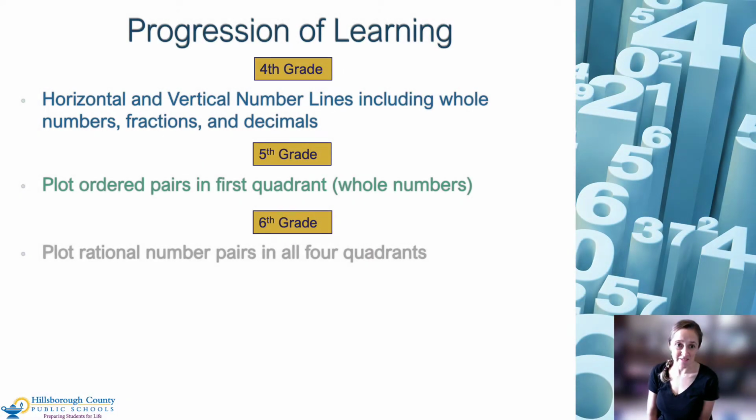So before we dive in, just a quick reminder here of where our students have been and where we're going. They've been working with number lines in a variety of ways all the way up through this year. And next year they're going to be taking what they have learned about the coordinate grid and relating it to rational numbers. So next year in 6th grade they'll be working with all 4 quadrants, but this year you'll be sticking with whole numbers in that first quadrant.